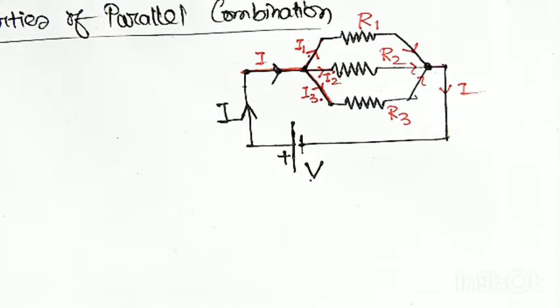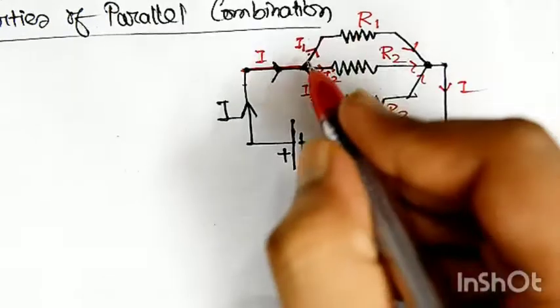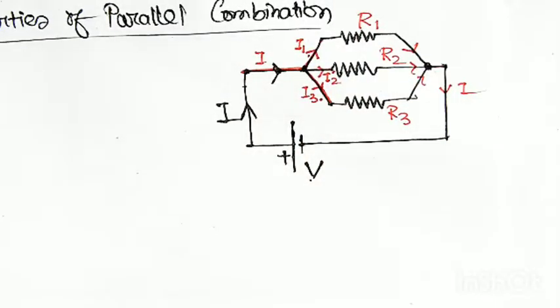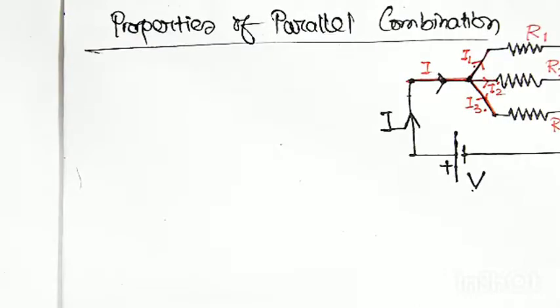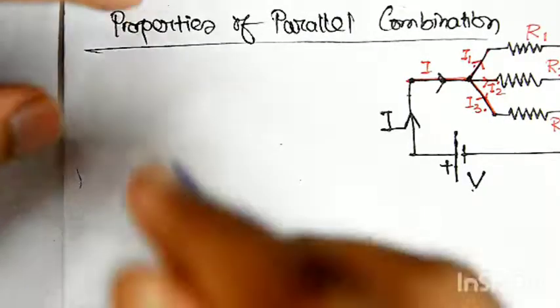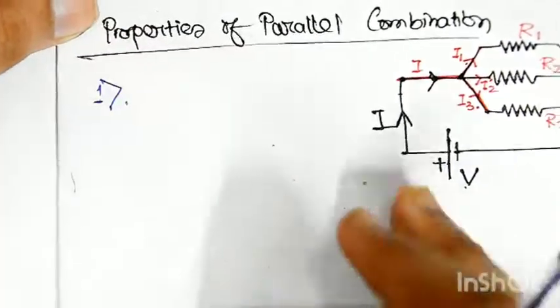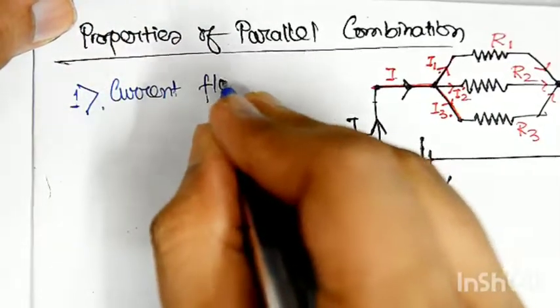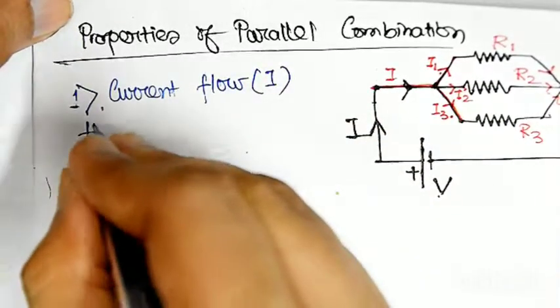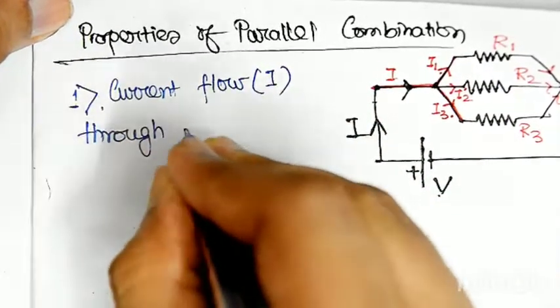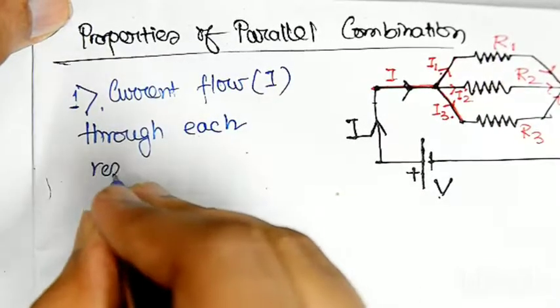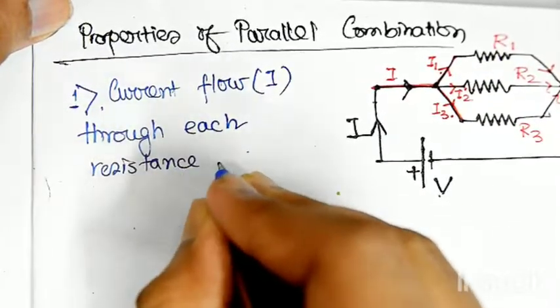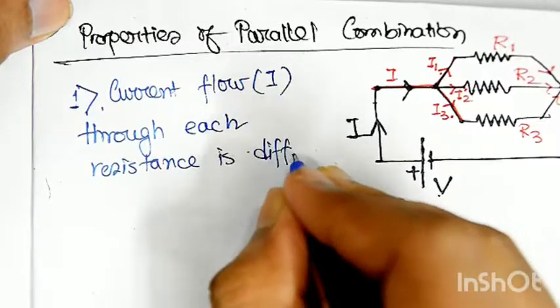In series connections, we have seen that the current flow through each resistance is equal, but in parallel combinations, the current flow is different for each case. So the first thing we can write about them is that current flow through each resistance is different.